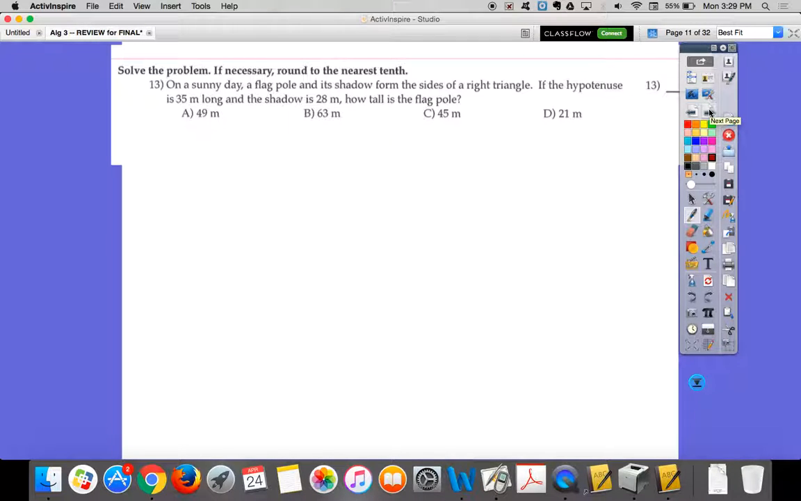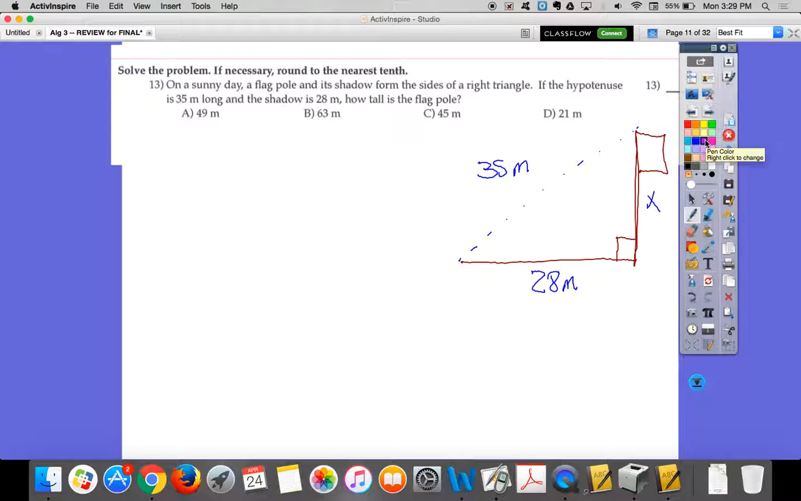On number 13, it says, on a sunny day, a flagpole, so we got a flag, and its shadow, so there's the shadow, form a right triangle. Okay, so we're going to assume that we have a little connection here. If the hypotenuse is 35 meters long and the shadow is 28 meters long, you know, shadows are on the ground, how tall is the flagpole? Now the question is, do you need trig? No, you basically went back to 7th grade or 8th grade, wherever you learned Pythagorean theorem.